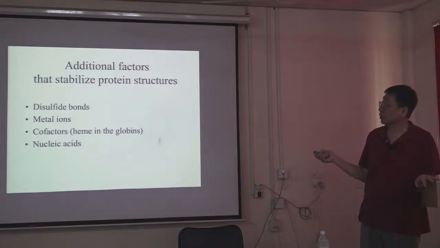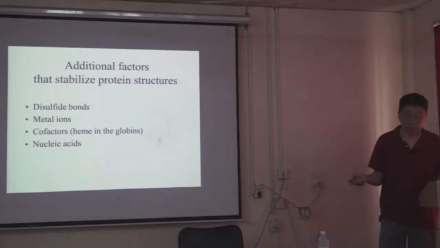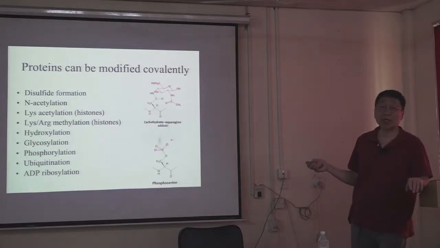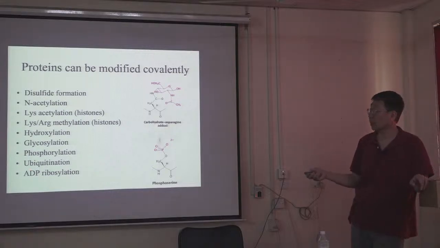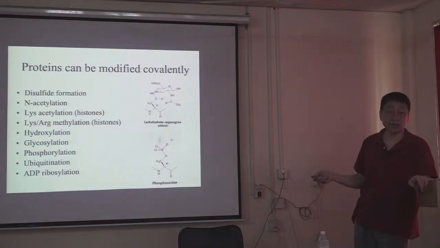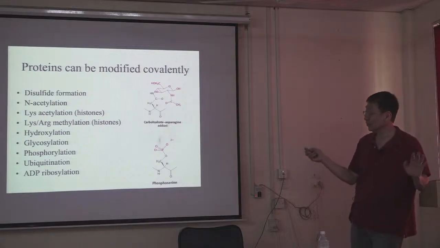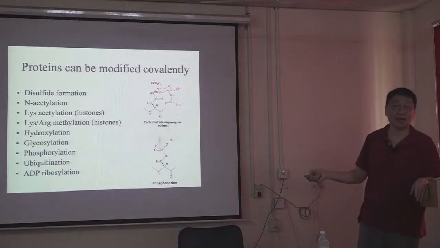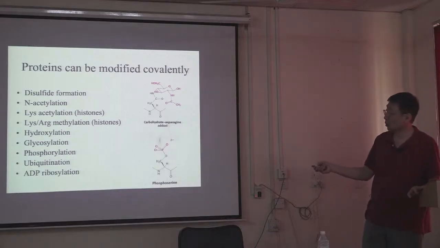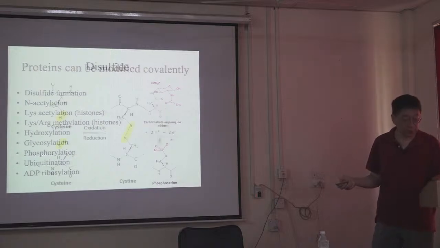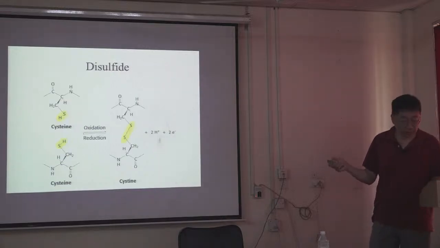And then additional factors stabilize protein structures. Disulfide bonds, you saw one example already. Binding of metal ions, cofactors, and also nucleic acids or nucleotides can stabilize your protein. In addition, of course, proteins can be modified tremendously by PTMs, post-translational modifications. This is a partial list. With modern technology, mass spec and everything else, you find all kinds of modifications now, on lysines, arginines, everything else. Another slide probably will not cover everything still, but anyway, you have the idea. We will talk about phosphorylation quite a bit, protein kinases and stuff. And disulfide, I guess you've seen that.